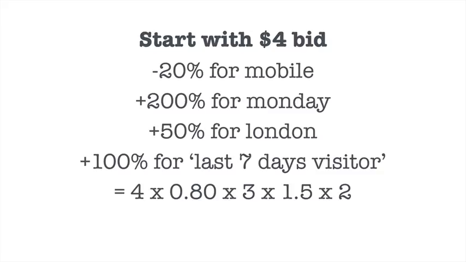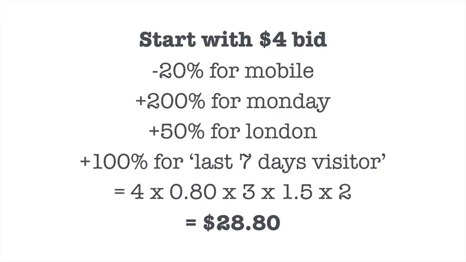$4 times 0.8, because to apply a minus 20%, a 20% drop, we multiply by 0.8. Times by 3, that's what 200% turns into. Remember, plus 100% means to double, which would be times 2. So plus 200% is times 3. I know, not massively intuitive, is it? Plus 50% is times 1.5, and then plus 100% for that RLSA list is times 2. And that gives us a grand total of $28.80. So our $4 bid has now turned into a $28.80 bid.